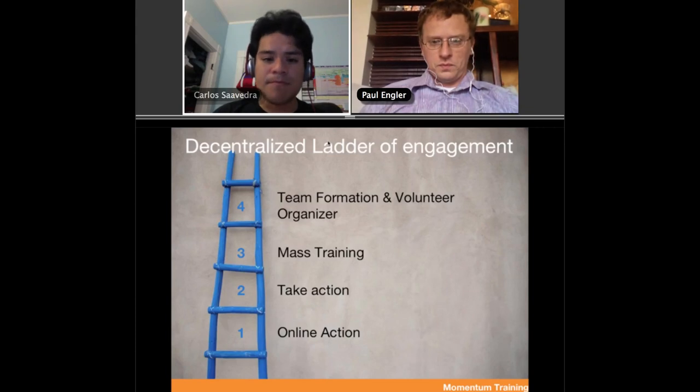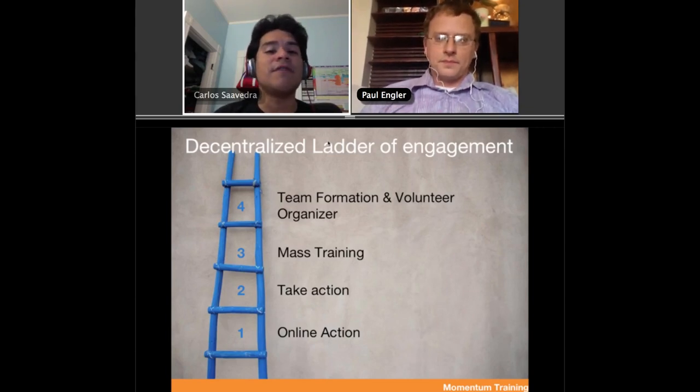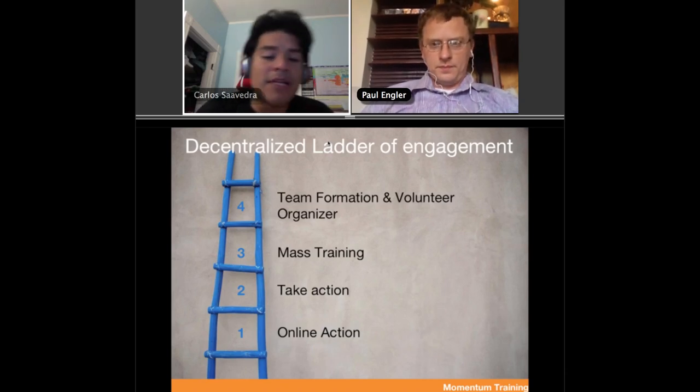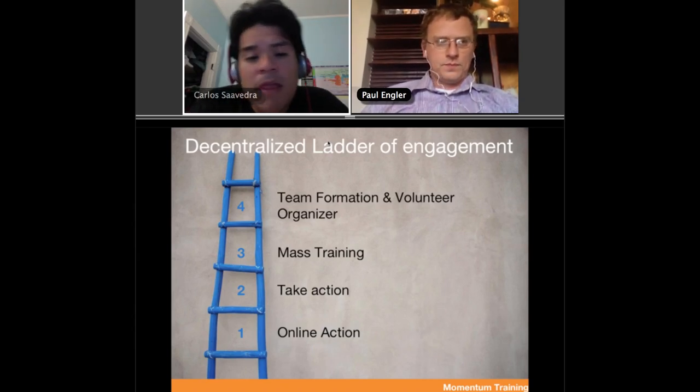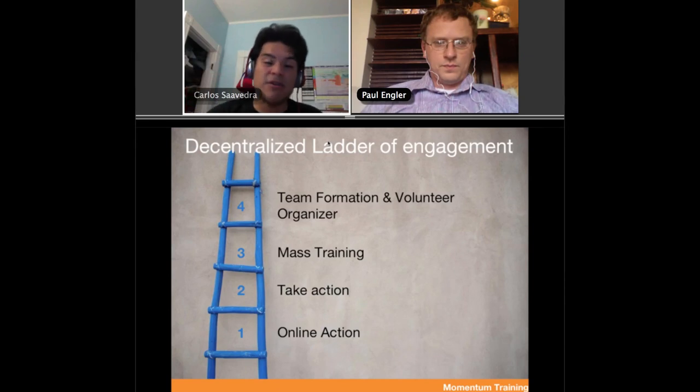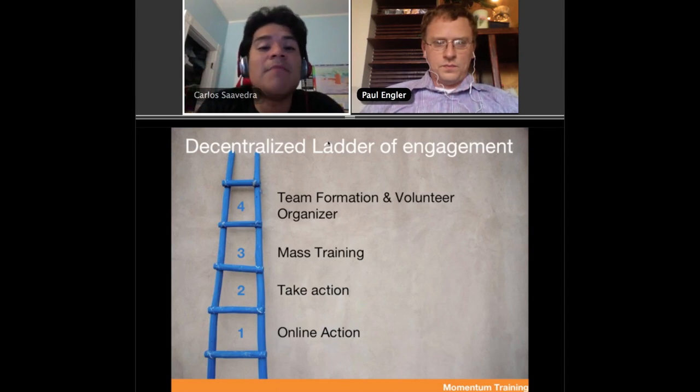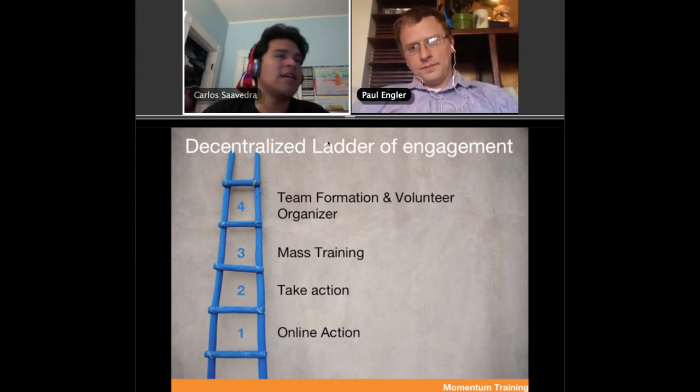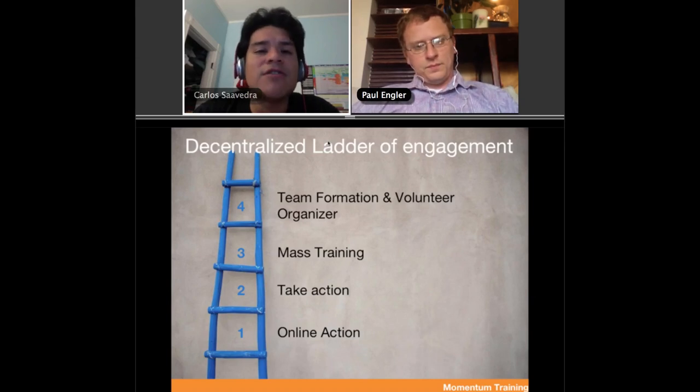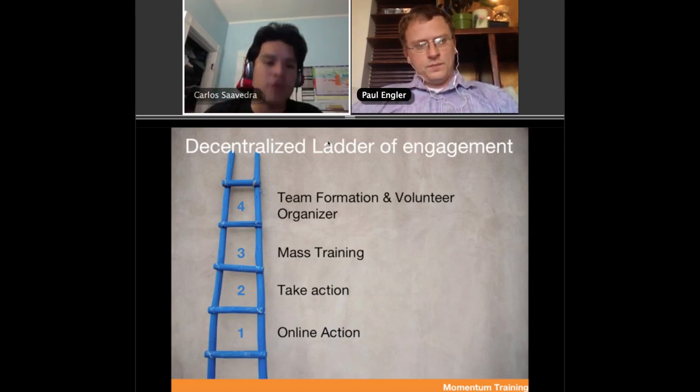So for example, it doesn't require the permission of a centralized group for this ladder to function, meaning that people can take online action by what they see. They can take more action just by the things they see on TV or by the things they have been instructed through mass training. And people can form teams and become volunteer organizers as much as they can. So in many ways, we have to construct a ladder of engagement that's decentralized, that does not need the permission or the resources of a central body to make it work.